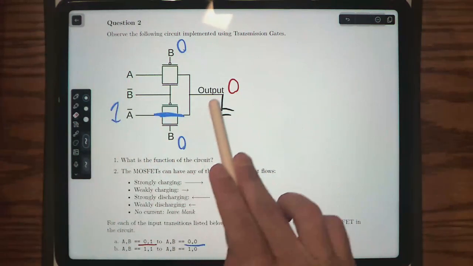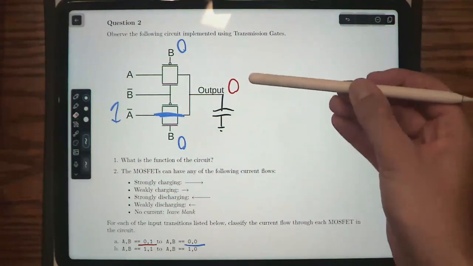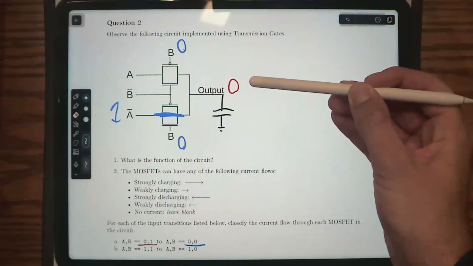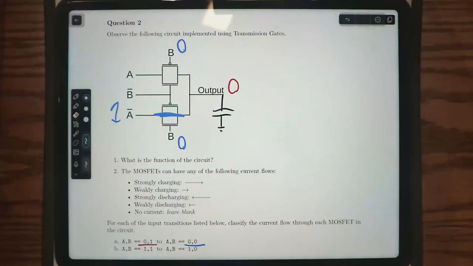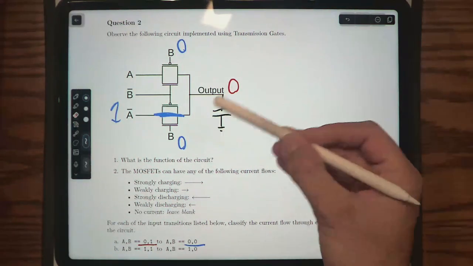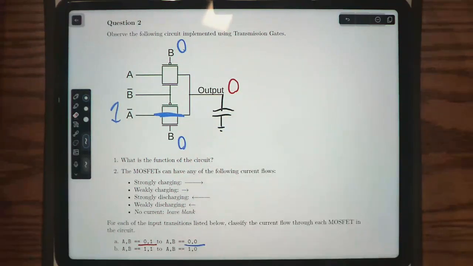Versus the NMOS, you can see it started at 0 volts. So it was running really efficiently at first, and then as the voltage creeps up and up, the NMOS will start working less and less effectively. So what's an example of it weakly charging or discharging?